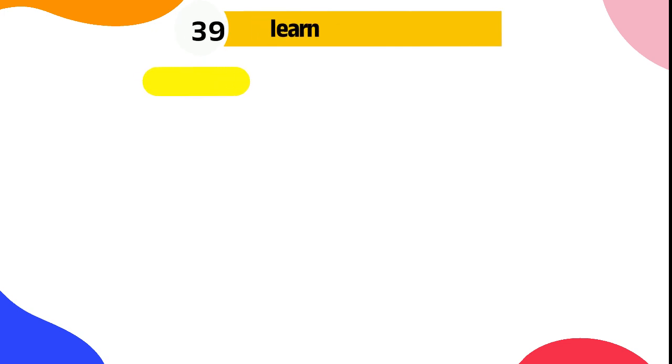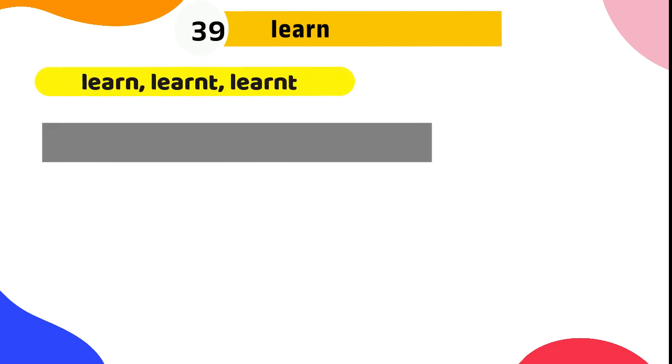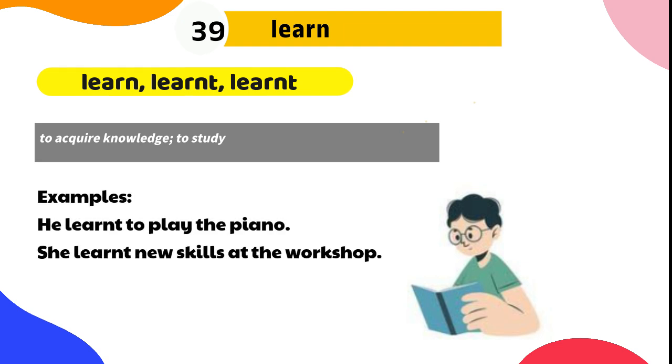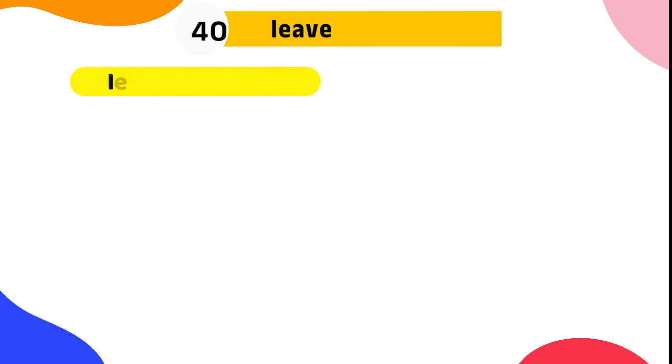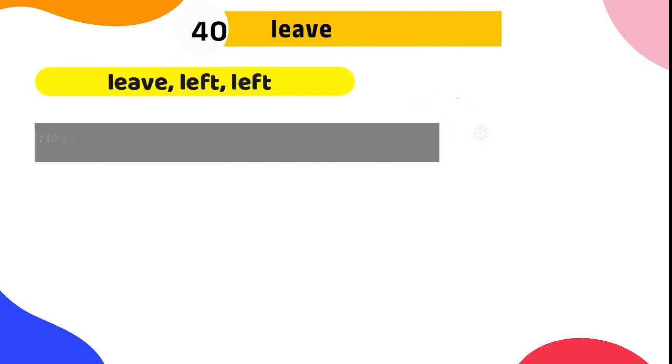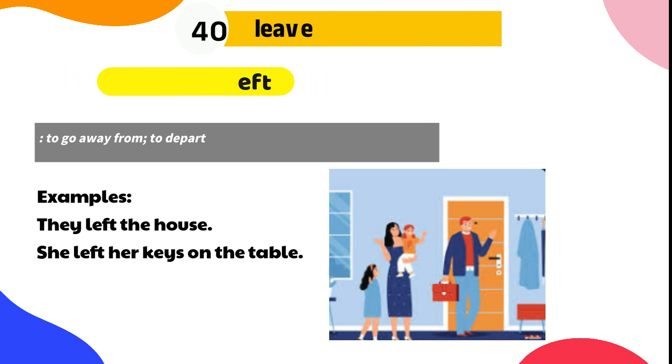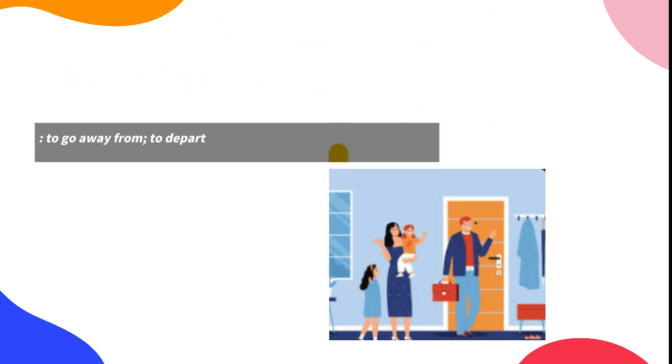Learn, learnt, learnt. Meanings: to acquire knowledge, to study. Examples: He learnt to play the piano. She learnt new skills at the workshop. Leave, left, left. Meanings: to go away from, to depart. Examples: They left the house. She left her keys on the table.